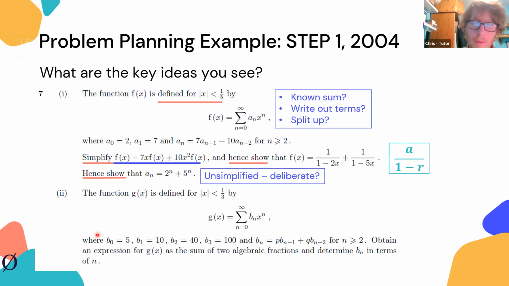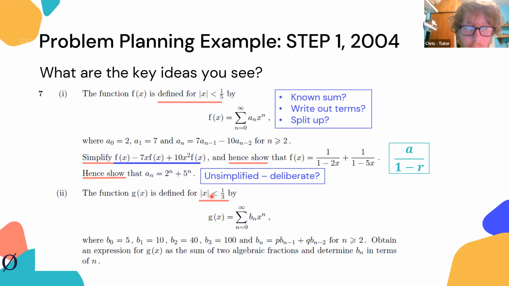If we quickly look at part two, I think people mentioned in the chat, it's similar to part one. That's always something to look for, especially in STEP. They love doing this thing where in part one, they lead you through this kind of calculation step by step. And in part two, they just say, here's a slightly different example, do it all on your own. And that's exactly what's happening here. Part 1 had like 3 instructions: simplify, hence show, hence show. Part 2 just says you've got to obtain an expression for g of x and then determine the coefficients. So there's less guidance. So when STEP questions like this have a later part similar to a previous part, it's good to think about what's similar and what's changed.